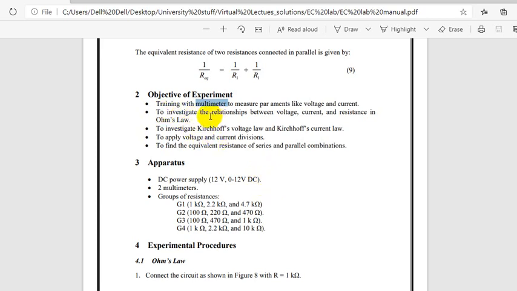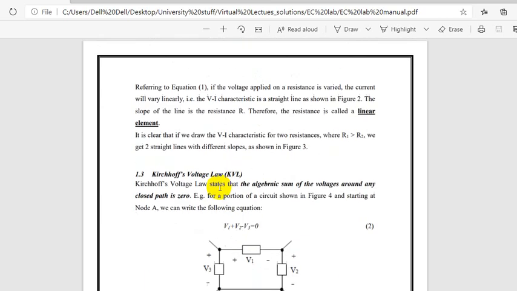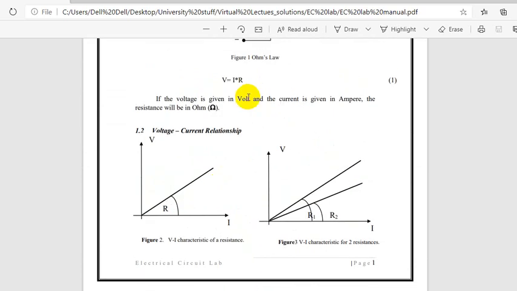And this is the first objective, to get trained with the multimeter. The second main objective is to investigate the relation between voltage, current and resistance in Ohm's law. As I told you, we have to verify Ohm's law, V equals to IR, voltage, current and resistance.